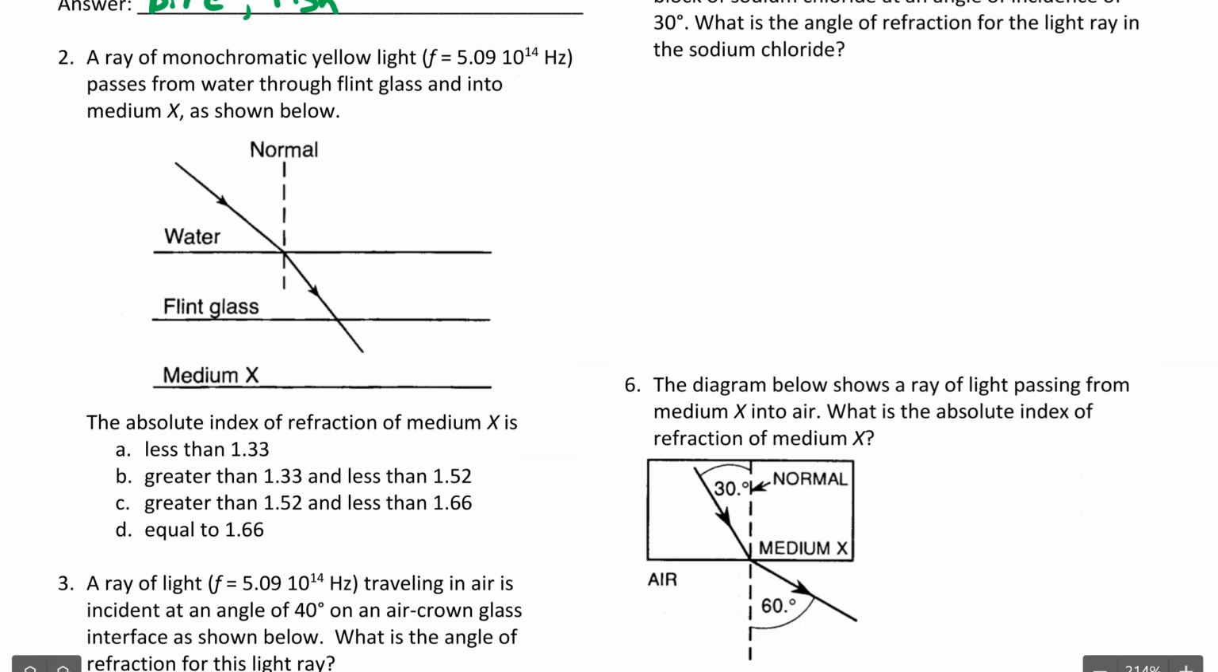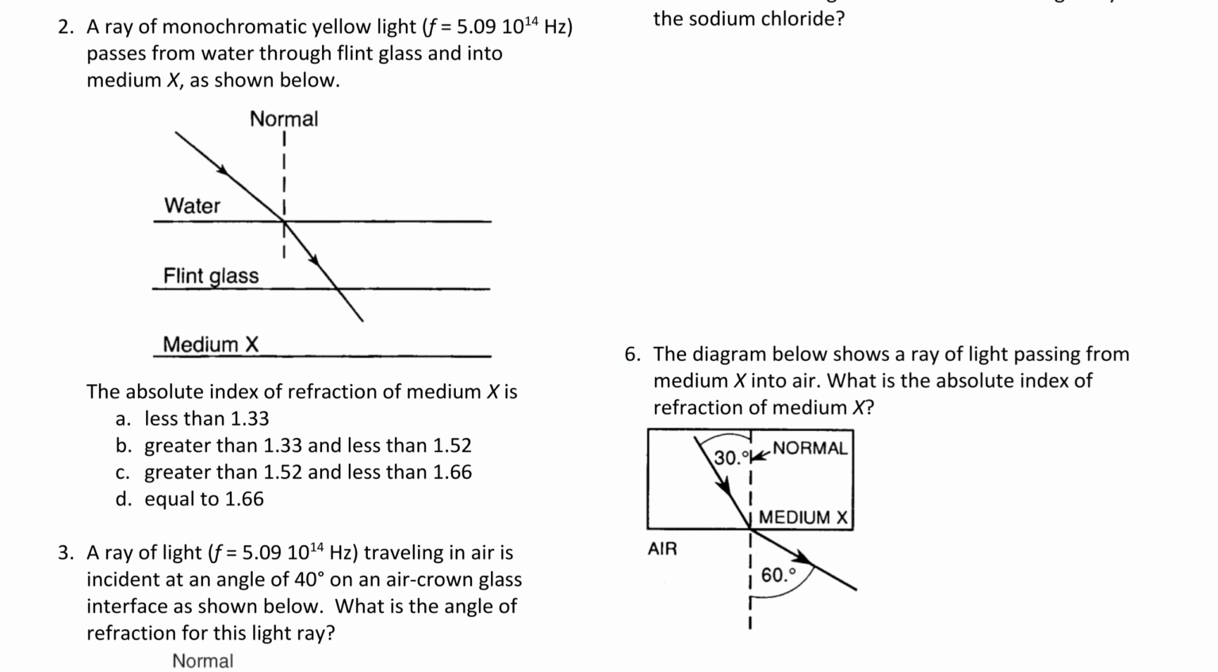Number 2, a ray of monochromatic yellow light. There it is. So they're giving you a hint that you might have to use that table in the reference table. It passes from water through flint glass and into medium X as shown below. The absolute index of refraction of medium X is, and then they give you a bunch of different information.